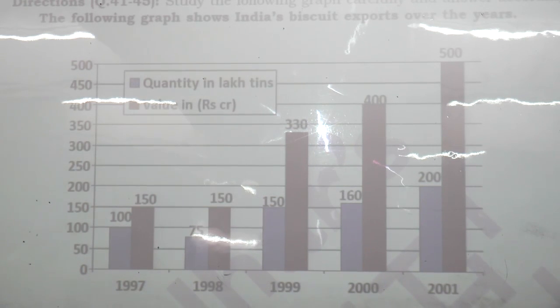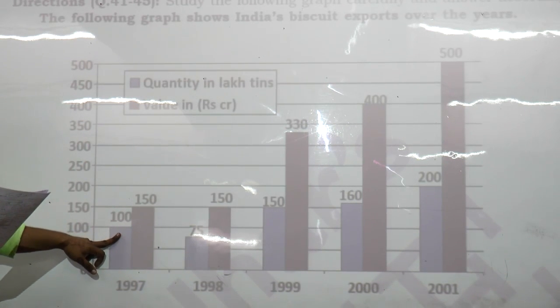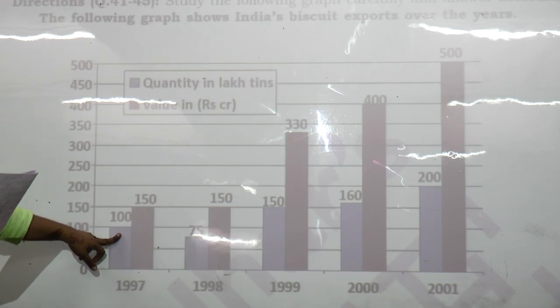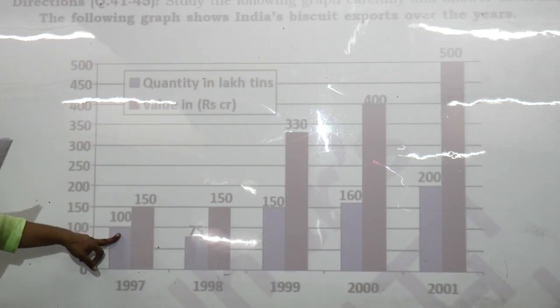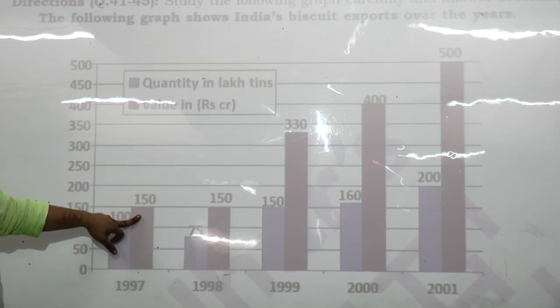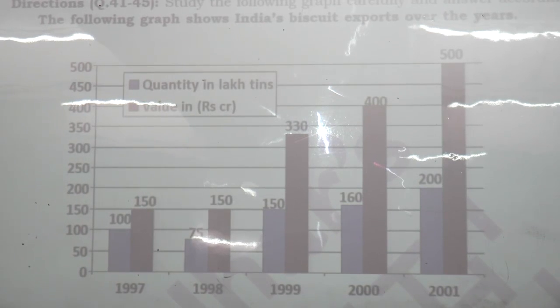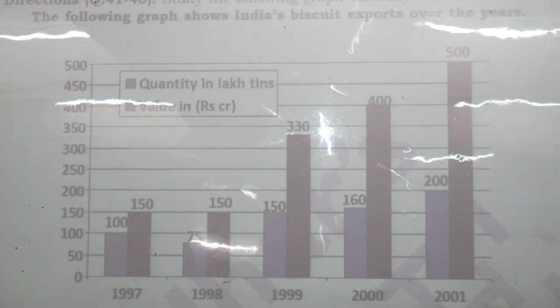I am talking about the number of digits, not the number of zeros. What was the approximate percentage increase in export value from 1997 to 2001? Export value, right? From 97 to 2001. In 97 it is 150 and in 2001 it is 500. So how much is the increase here? 350. 350 with respect to 150, percentage, right?